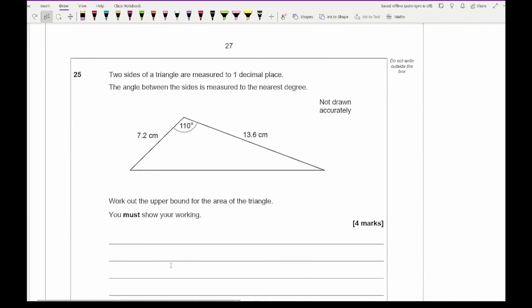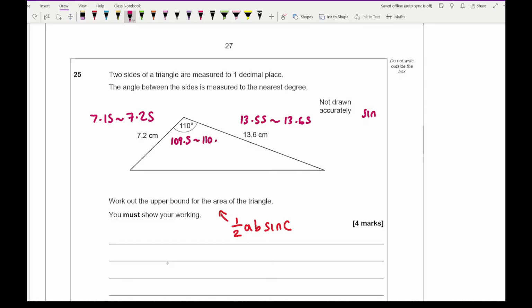Then moving on to question 25, it says 2 sides of a triangle are measured to 1 decimal place. The angle between the sides is measured to the nearest degree. Work out the upper bound for the area of the triangle. Now the area of the triangle is a half AB sine C. Now you think to yourself, well, to get the biggest triangle I need the longest length. So here, if I look at the limits, it's going to be 7.15 to 7.25, and this is going to be 13.55 to 13.65. Now in terms of sine, the angle, well, that's going to be 109.5 to 110.5.